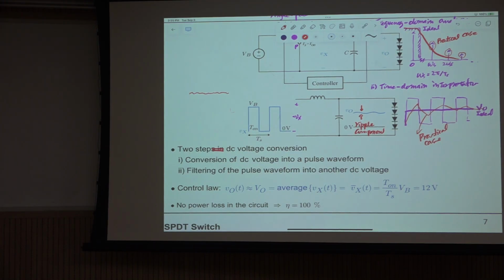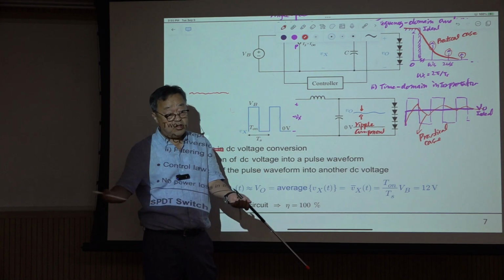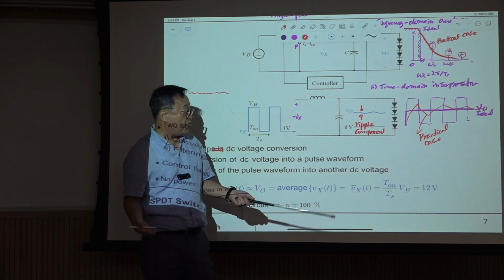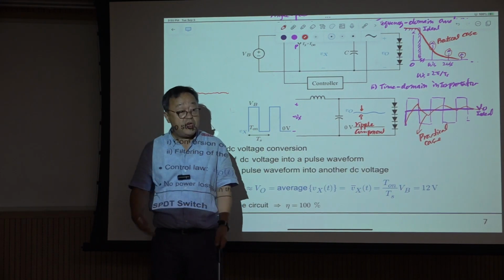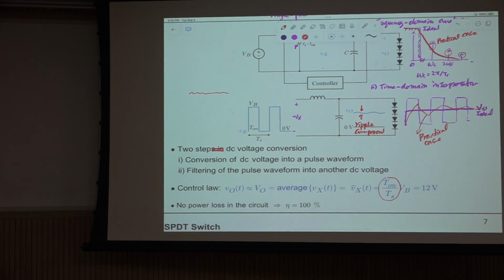Some students, particularly Korean students, call it duty. Duty is something else. You should call it duty ratio, not duty. Duty ratio of the active switch.